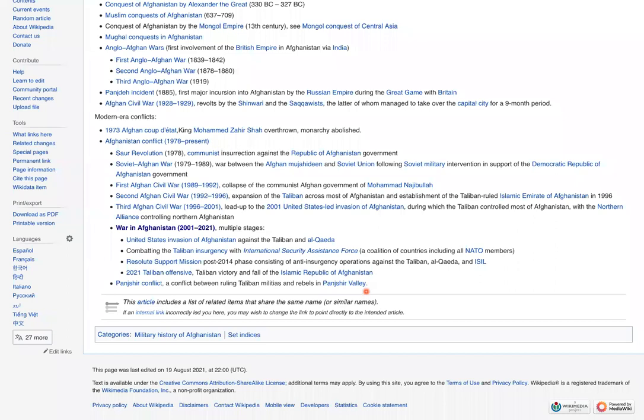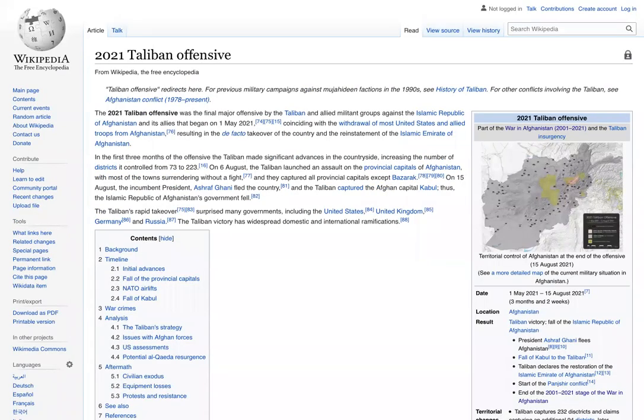Let's take a look at the 2021 Taliban Offensive. The 2021 Taliban Offensive was the final major offensive by the Taliban and allied militant groups against the Islamic Republic of Afghanistan and its allies that began on 1st May 2021, coinciding with the withdrawal of most of the United States and allied troops from Afghanistan, resulting in the de facto takeover of the country and the reinstatement of the Islamic Emirate of Afghanistan.